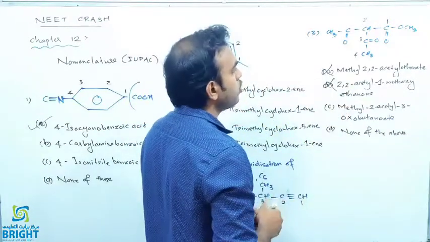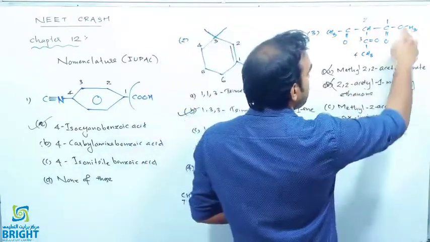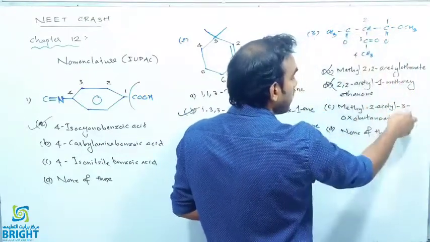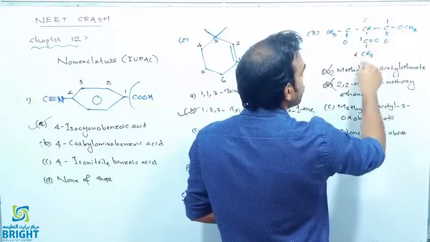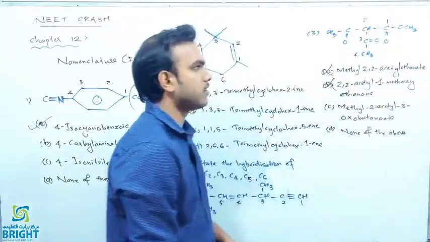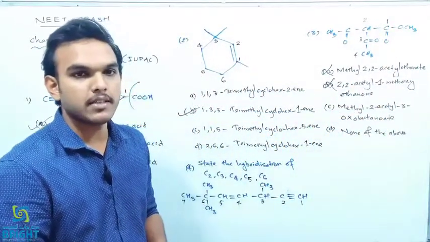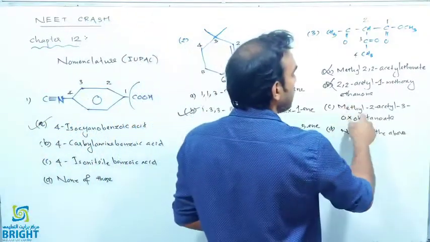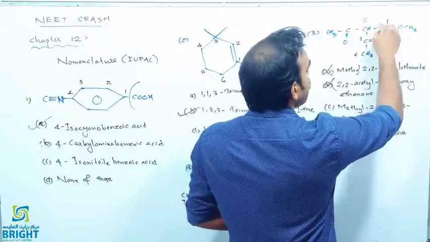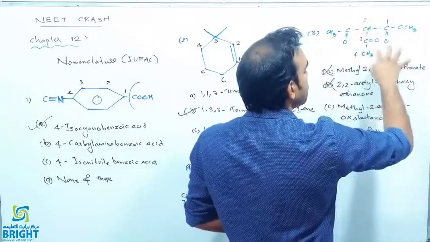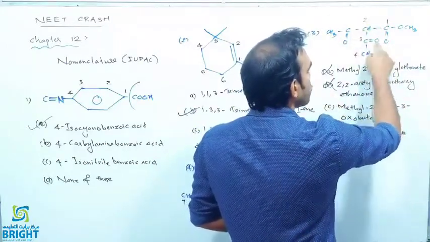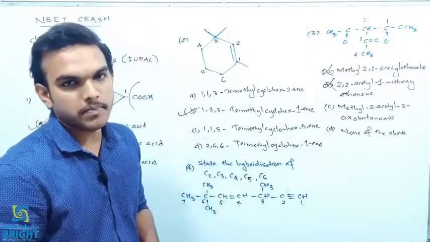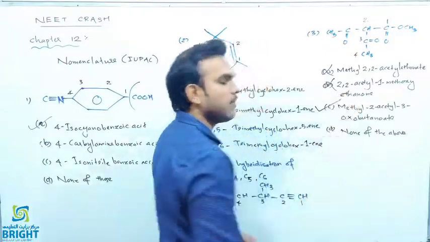The third one we can do, see here, methyl, it will be methyl 2-acetyl, that is 2-acetyl 3-oxo, this is butanoate, it will be right. Is that clear? So we can say that it is methyl 2-acetyl 3-oxo butanoate. It will be the correct answer. Is that clear? So the answer will be C.